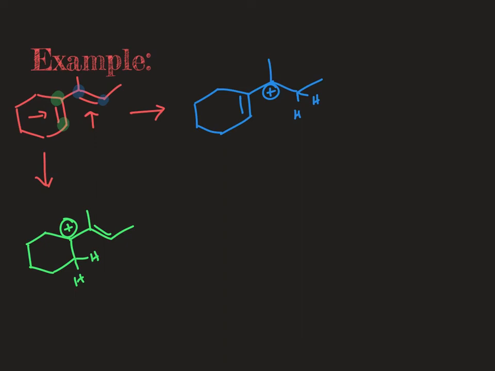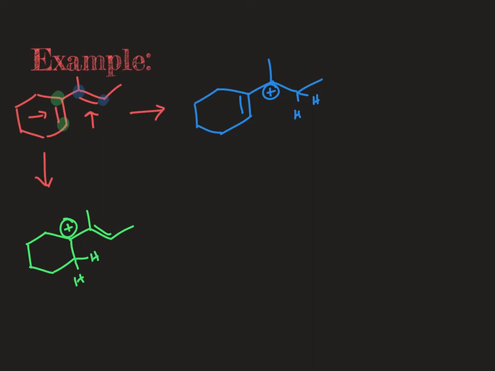So here are the 2 options. And notice in both cases, you are forming a tertiary carbocation. So there's really no selectivity here. Both of these could be formed as your initial carbocation. So if that's the case, let's think about what the products are going to be.